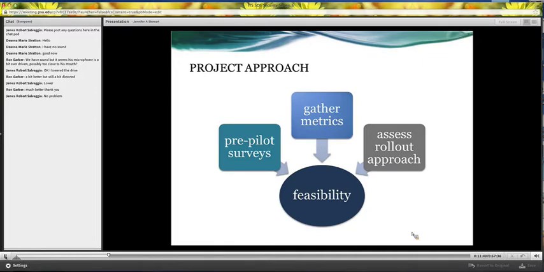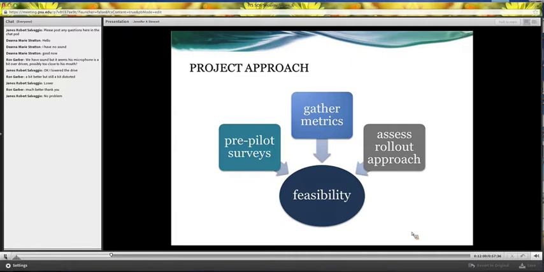The other thing we wanted to do was gather metrics, because we know that this is going to be a time-taking experience. It's going to take a lot of time and effort across Penn State. We wanted to gather a lot of those metrics of how long this is going to take, what it's going to entail. So we've gathered some of those.